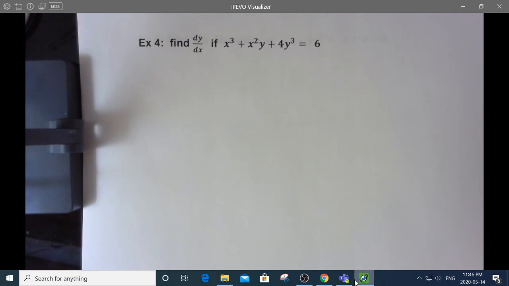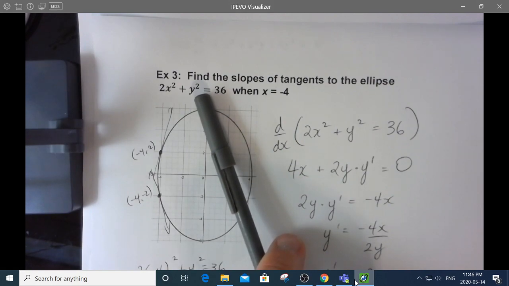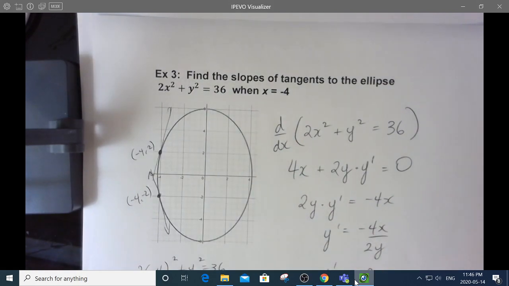There's now kind of a difference between example 4 and examples 1, 2, and 3. The first 3 examples we did today, we could have done by the method in the previous video that Mr. Lacko showed you. We could have very easily written this thing as 2 equations in terms of y, a positive one and a negative one, just like we did in the last lesson.